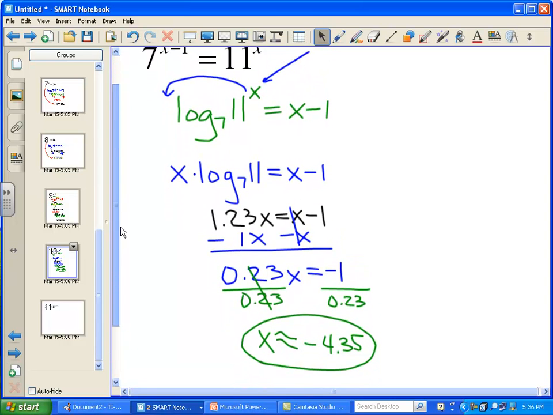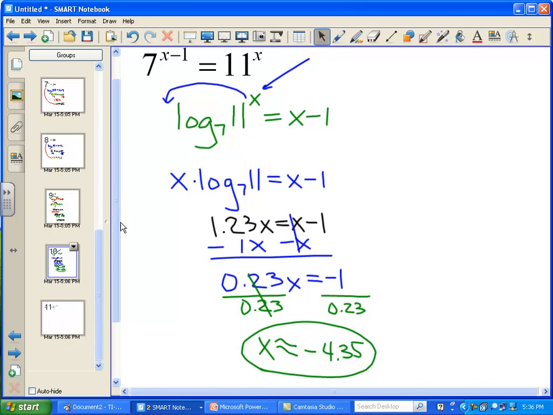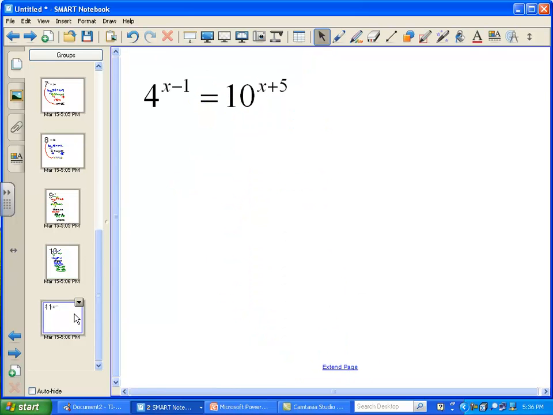And we've got just one more to look at, which is probably the most advanced one that we'll look at in terms of exponential equations. And here I don't have common bases, and now I've got binomials in both exponents, but we can handle this one. Let's do the same thing. It's going to be logarithmic again. Okay, log base 4 of 10 to the x plus 5 is equal to the exponent on the 4, which was x minus 1.